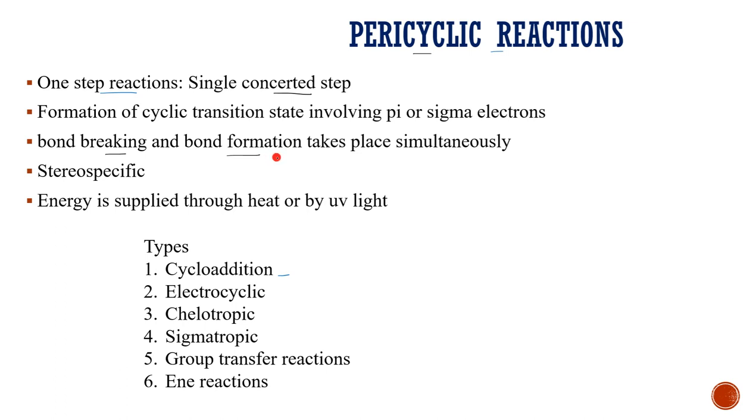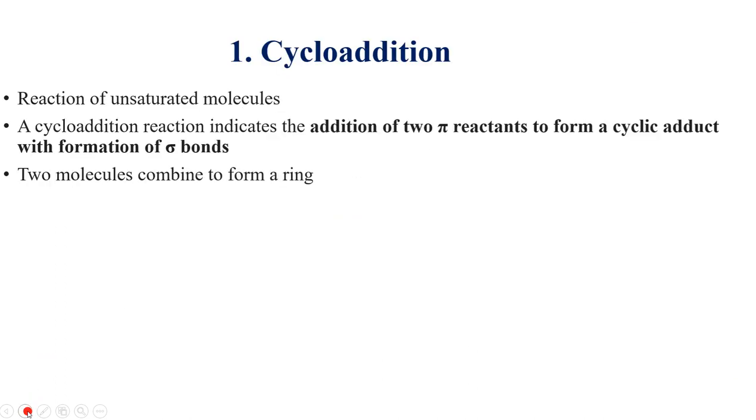Of course, that is basic for all. But what you have to remember is that these are concerted reactions, one-step reactions. They are stereospecific reactions. They can take place in presence of heat or in presence of light, so they are both thermal as well as photochemical reactions. There are different types of pericyclic reactions: cycloaddition, electrocyclic, cheletropic, sigmatropic. So we are going to study them one by one. In today's video, we are going to study cycloaddition reaction.